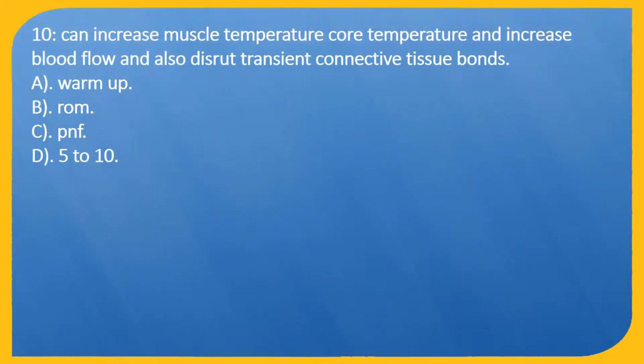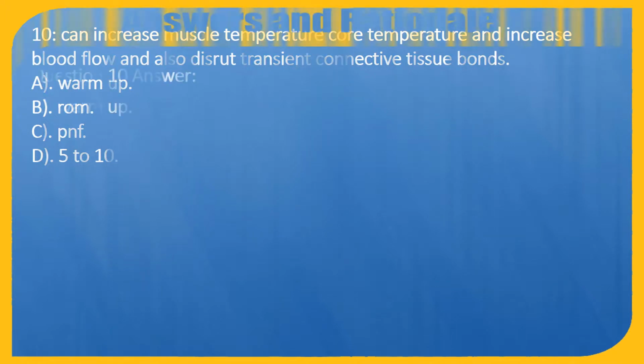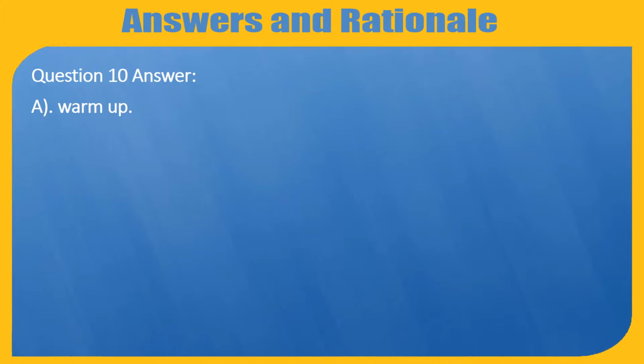Question 10. Can increase muscle temperature, core temperature, and blood flow, and also disrupt transient connective tissue bonds. A. Warm-up. B. ROM. C. PNF. D. 5 to 10. Question 10. Answer: A. Warm-up.